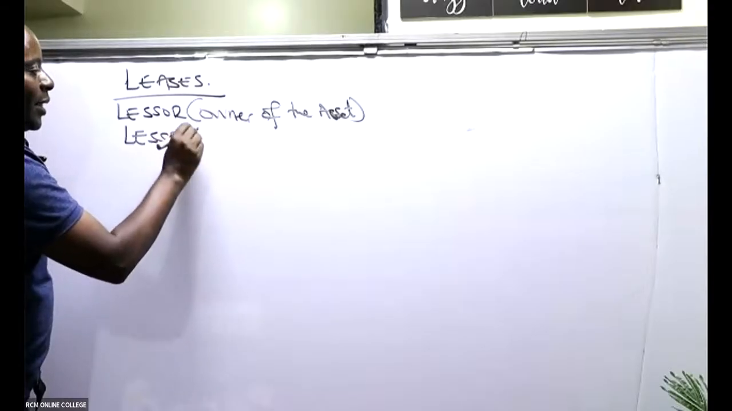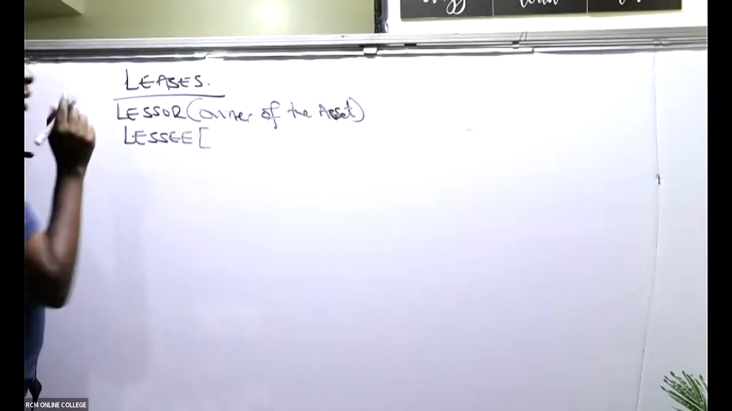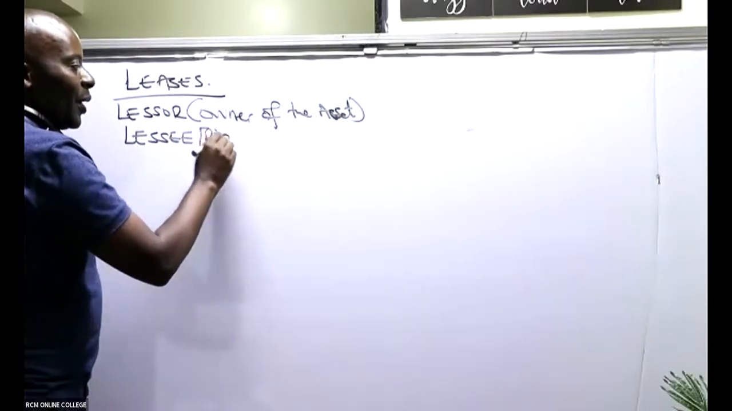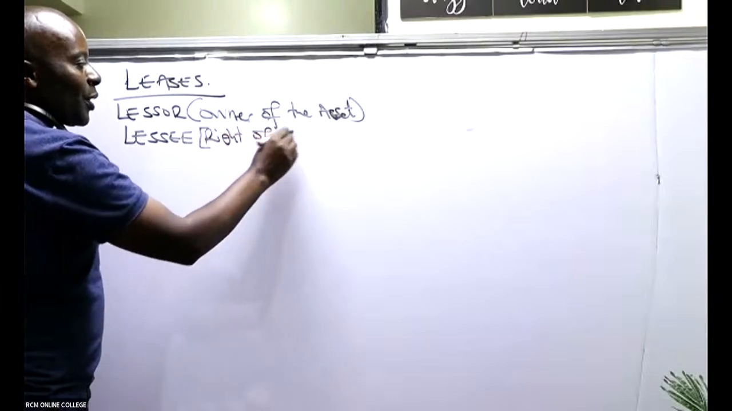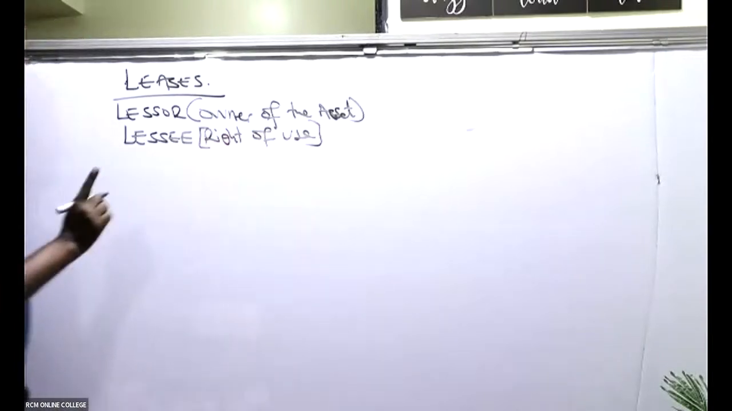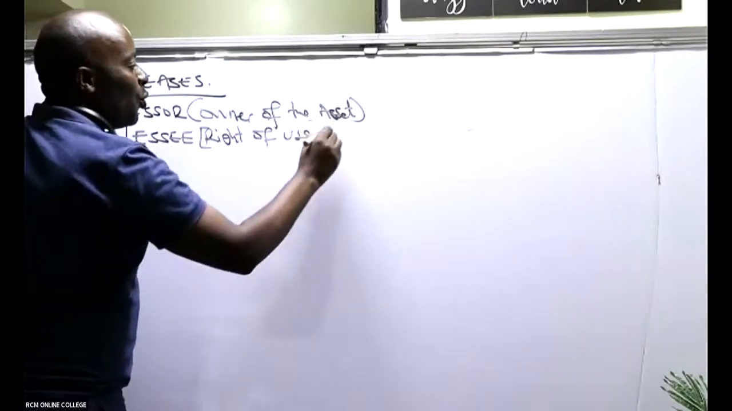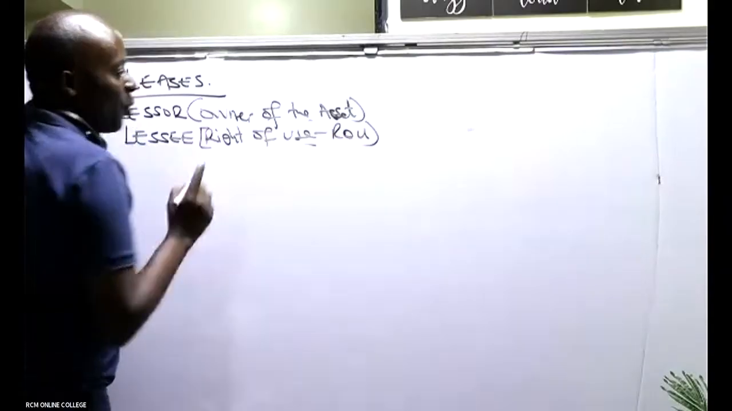And then, ladies and gentlemen, we have the person that we called what here? The lessee. So the lessee, in this case, is the one who is going to get the right of use. He doesn't own the asset, but he'll be able to get what we call the right of use, which we shall be abbreviating as ROU.